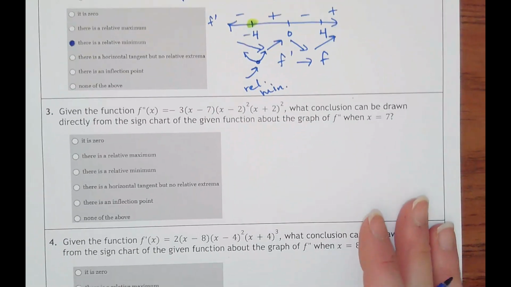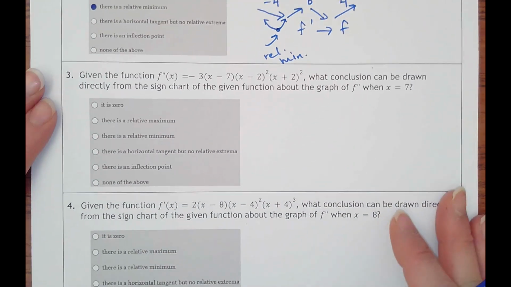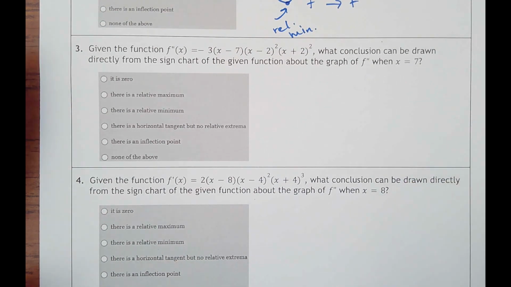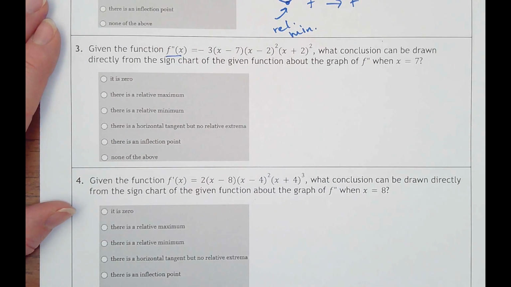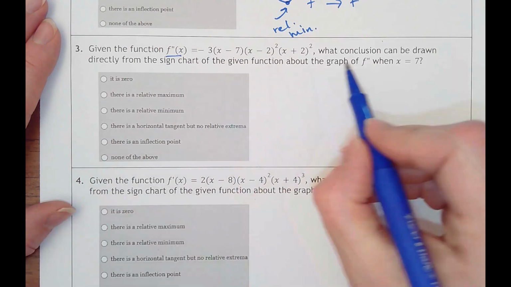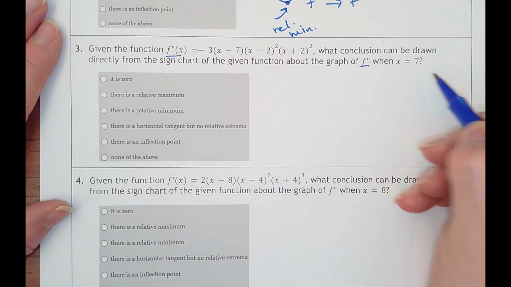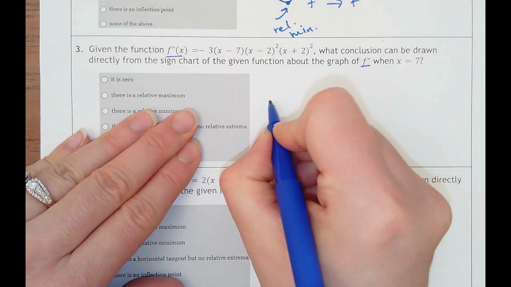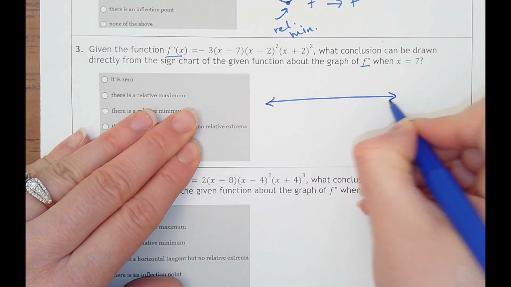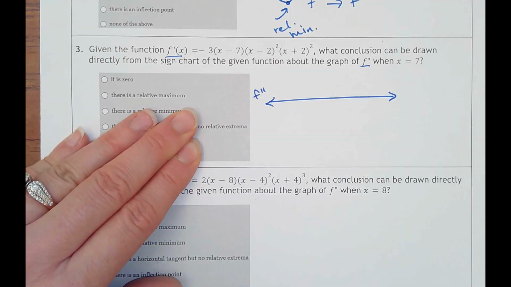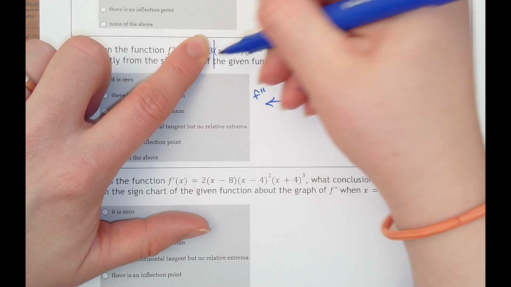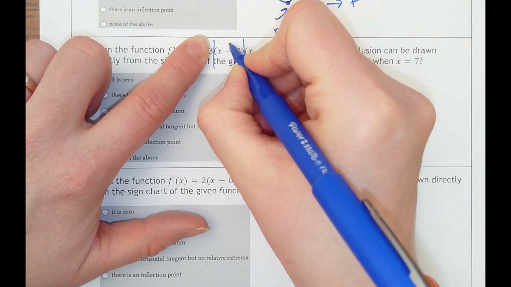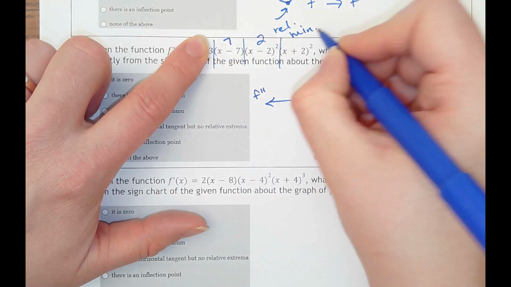Then it gets a little bit trickier. You got to think about it a little bit more. Number 3 says, given the function f double prime of x, what conclusion can be drawn when x is 7? But let's just do the same thing we're doing and make a sign chart. But now we are dealing with f double prime, not f prime. Zeros are calculated the same way. So that would be at 7, 2, and -2.